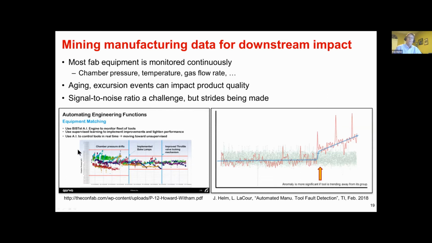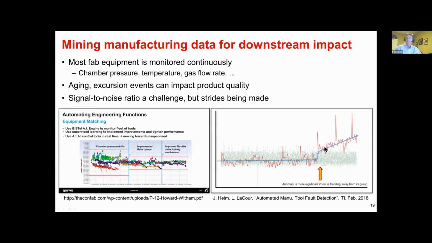And so this was a situation that Corvo was looking at, where they're looking at chamber pressure and having issues keeping that under control, and so they implemented some bake lamps to try to tighten the distribution so they could get better behavior out of the equipment and minimize the amount of quality excursions that they might see.